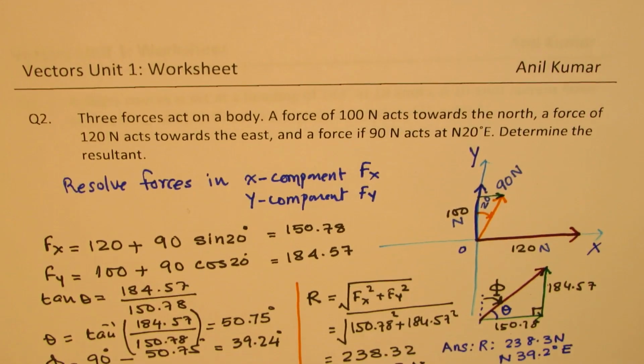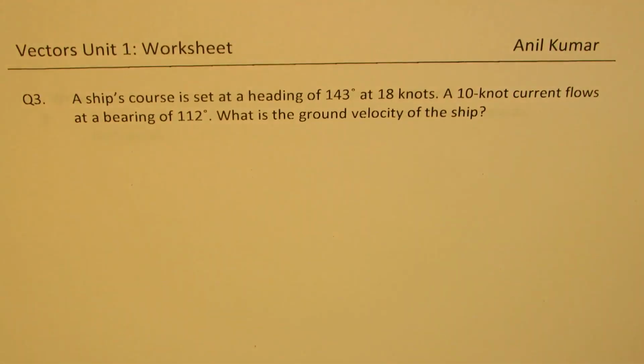Now let's look into question number 3. Question number 3. A ship's course is set at a heading of 143 degrees at 18 knots. A 10 knot current flows at a bearing of 112 degrees. What is the ground velocity of the ship?